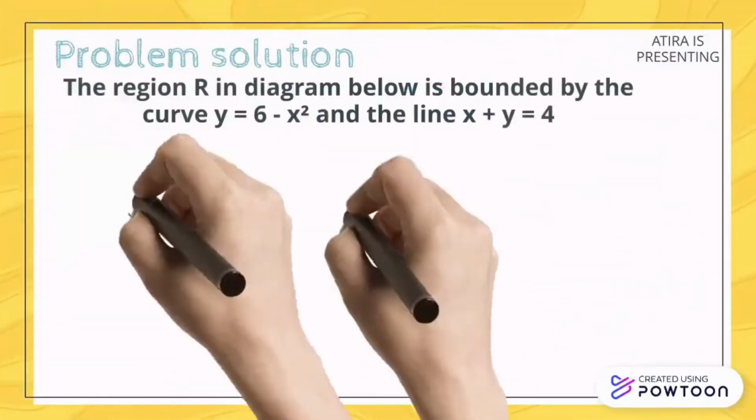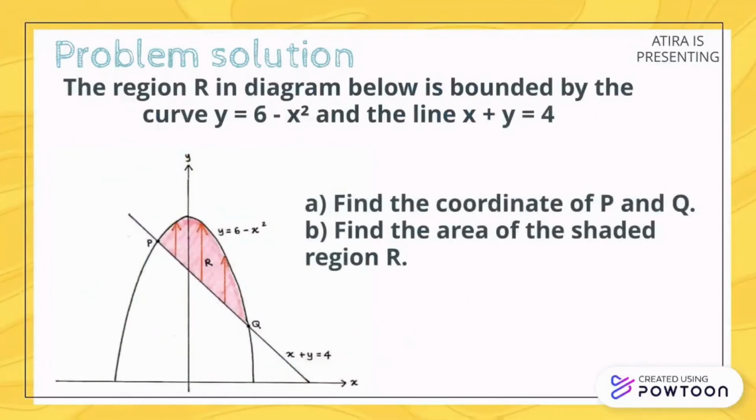I'm going to show you the problem solution. The question is, the region R in the diagram below is bounded by the curve y equals 6 minus x squared and the line x plus y equals 4. So here is the diagram that has been given.